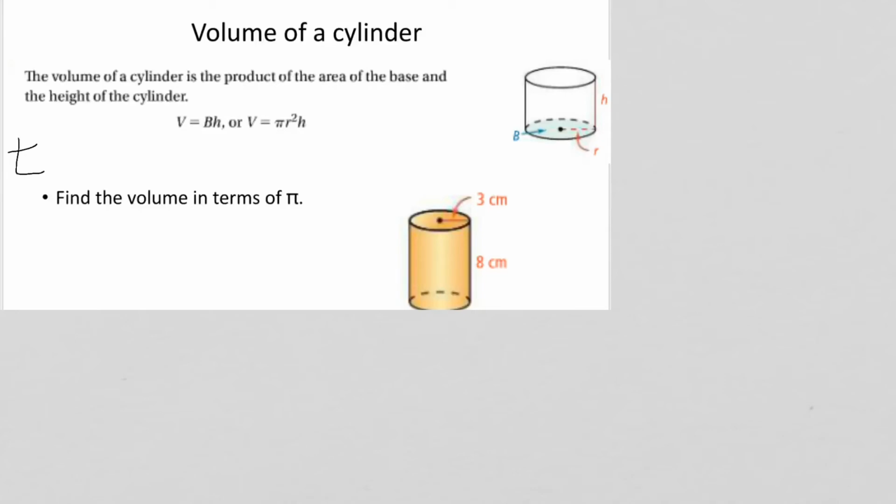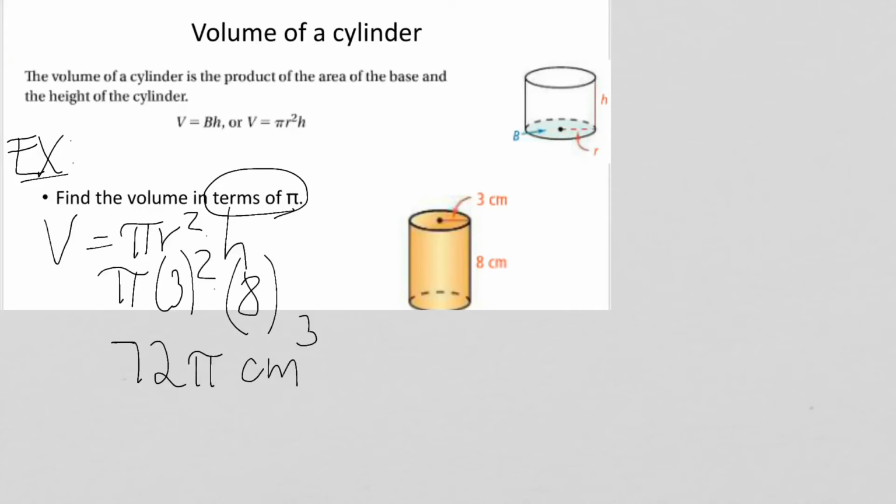So here's our first example here. We want to find the volume of this cylinder and leave it in terms of pi. So go ahead and sketch this, pause the video, and see if you could get the volume. So when I plug in my radius and my height from the cylinder, multiply everything out, leaving it in terms of pi, I get 72 pi centimeters cubed.